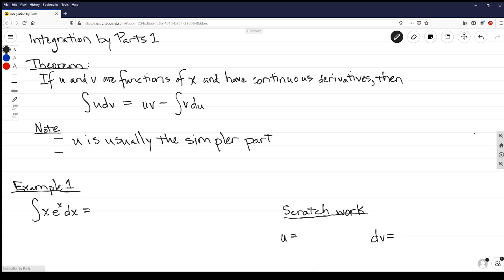Now, if I look here at my example, I have x times e to the x. And if we look at this, in general, we would say that x is an easier part than e to the x. And so in example 1, we're going to say that u equals x, and dv is all the rest of the product. So that would be e raised to the x times dx.